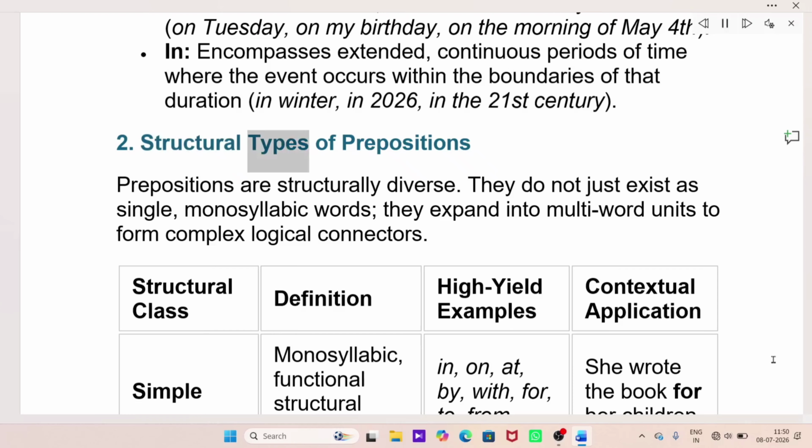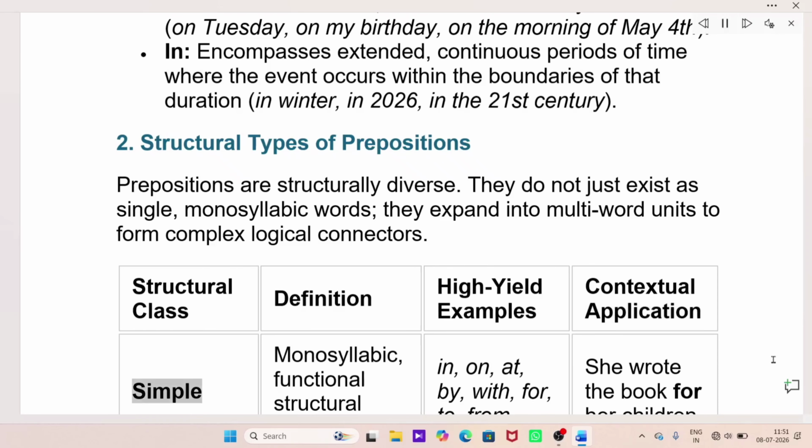Two structural types of prepositions. Prepositions are structurally diverse. They do not just exist as single, monosyllabic words, they expand into multi-word units to form complex logical connectors. Structural class. Definition. High-yield examples. Contextual application.